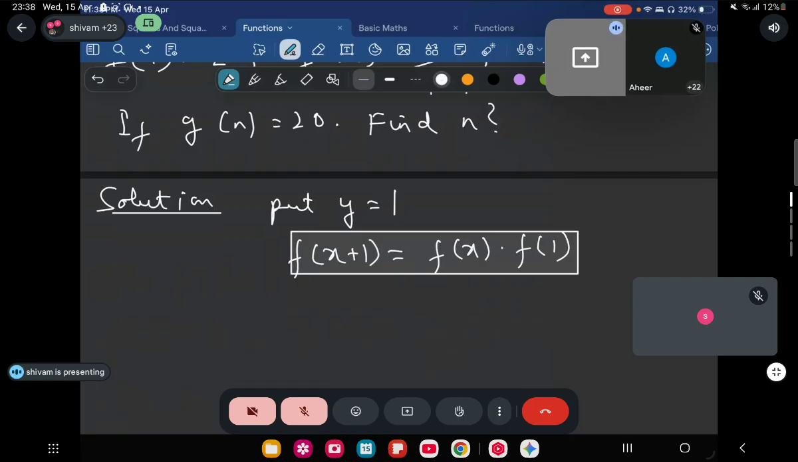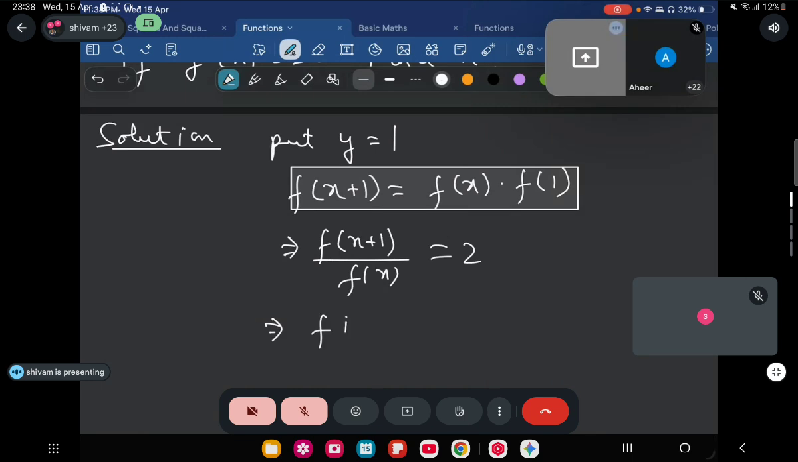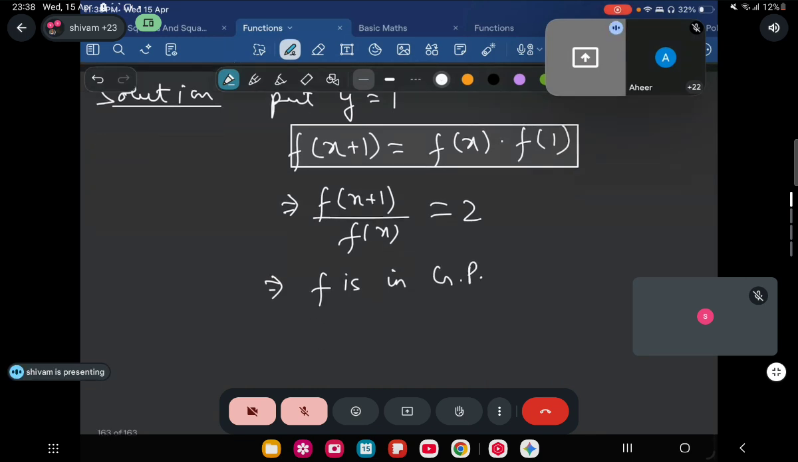Can I say that f of x is in GP? Okay, first of all, let's write down one more step. f of x plus 1 by f of x is equal to f of 1. f of 1 is given as 2. This implies f is in GP. And f of 1 is already given as 2.